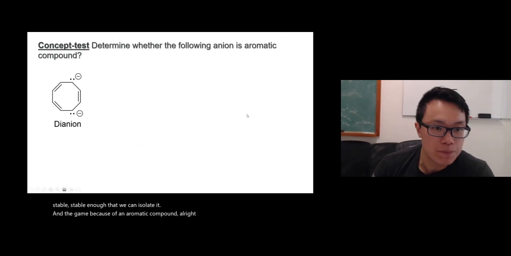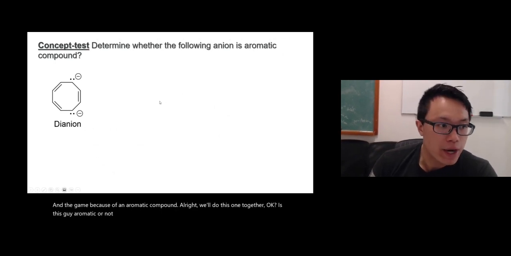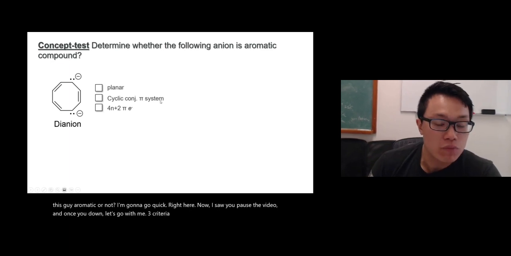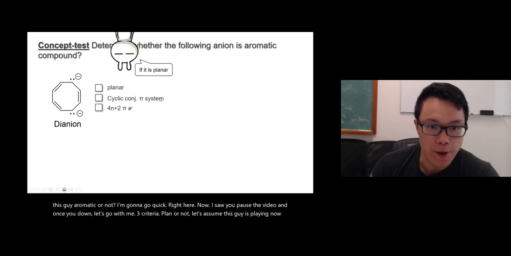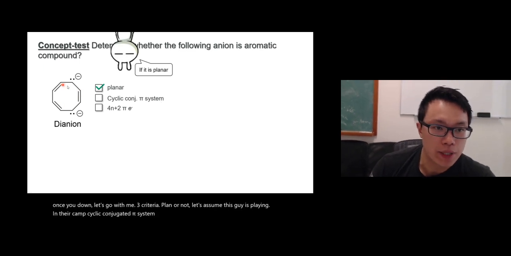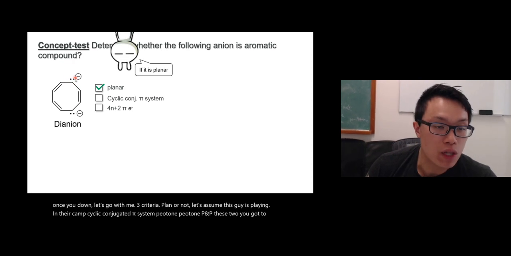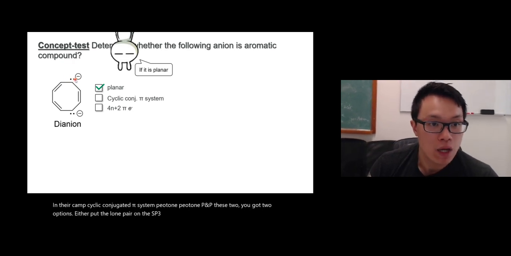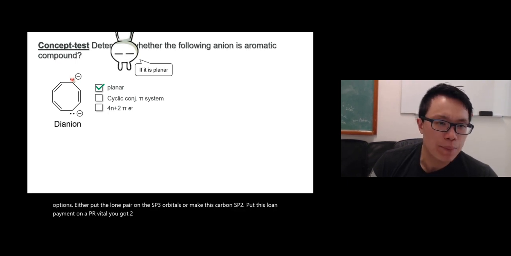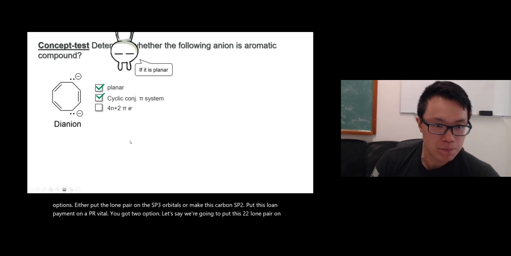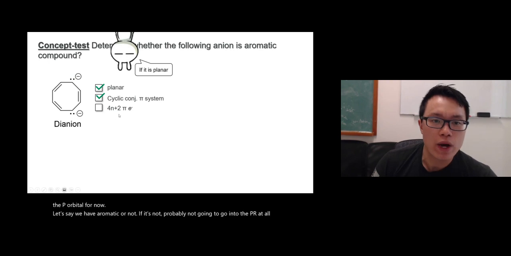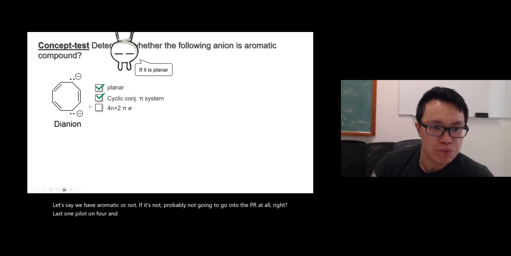All right, we'll do this one together. Is this aromatic or not? I'm going to go quick here, so pause the video, and once you're done, go with me. Three criteria: planar or not. Let's assume it's planar. Cyclic, conjugated pi system, p orbitals. For these two, you have two options: either put the lone pair in sp3 orbitals, or make this carbon sp2 and put the lone pair in a p orbital. Let's say we put these two lone pairs in p orbitals for now and see if it's aromatic or not. If it's not, it's probably not going to go to the p orbital. Last one, pi electrons, 4n+2. Let's check.